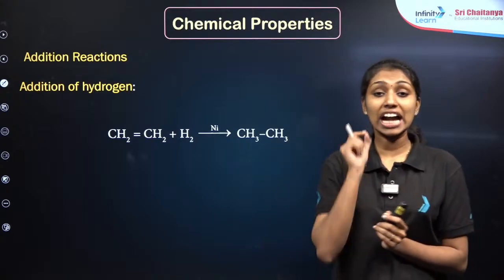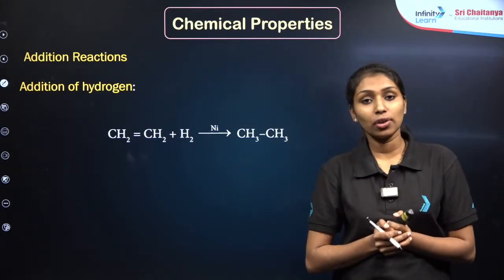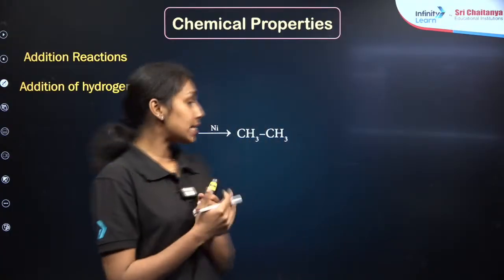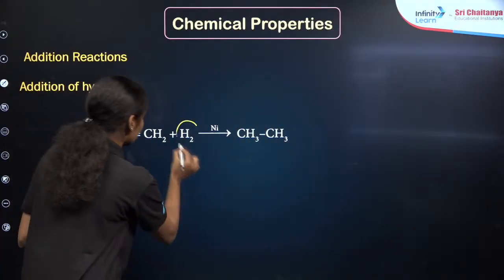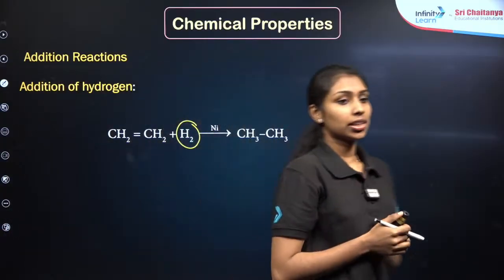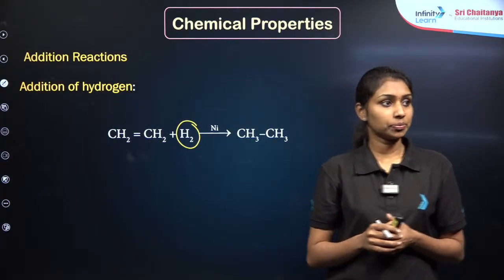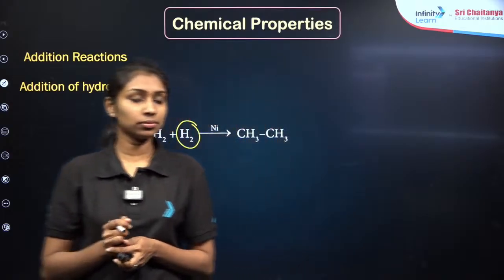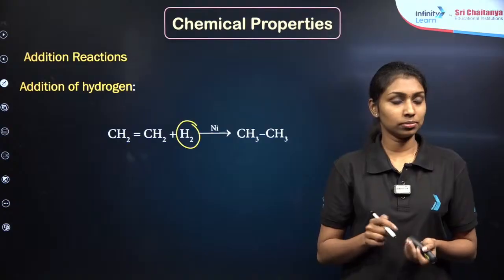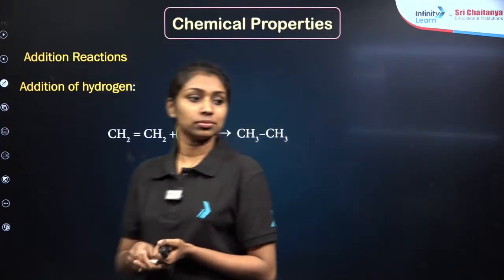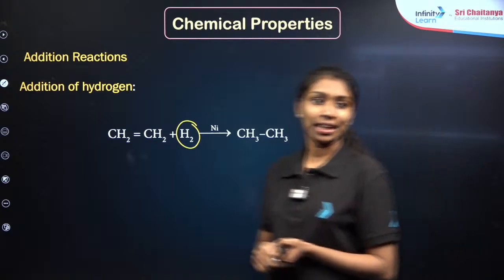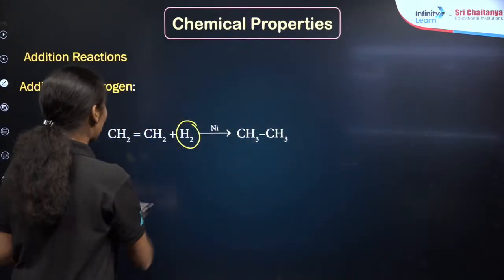First method is the addition of hydrogen. As we already saw in the preparation of alkenes, if you take any unsaturated compound, we need to add hydrogen in the presence of a catalyst. There are three catalysts used: nickel, platinum and palladium.